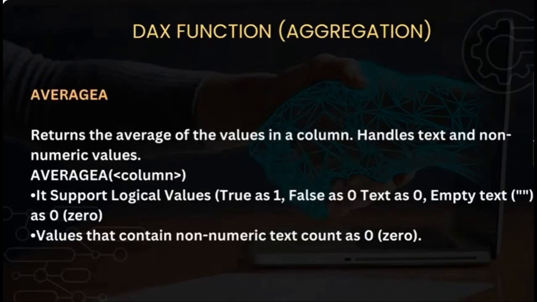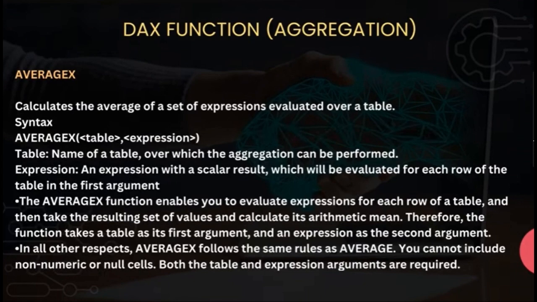Now, what is AVERAGEA? It returns the average of the values in a column and handles text and non-numeric values. The syntax is AVERAGEA(column name). It supports logical values: TRUE is considered 1, FALSE is considered 0, and text is considered 0. Empty text is also considered 0. So values that contain non-numeric text count as 0. This is all about the AVERAGEA function.